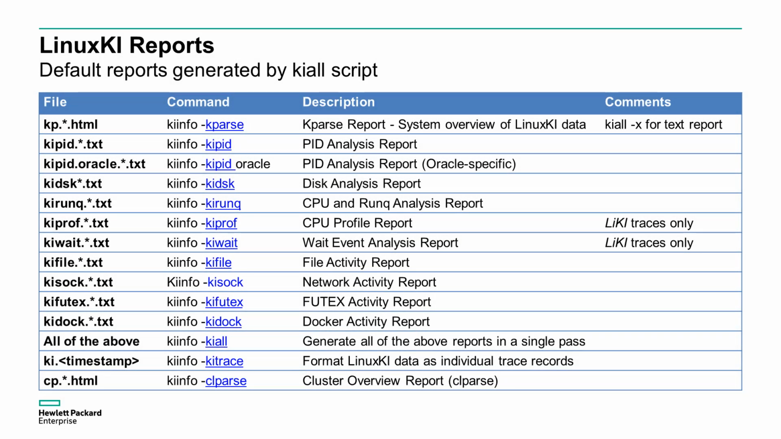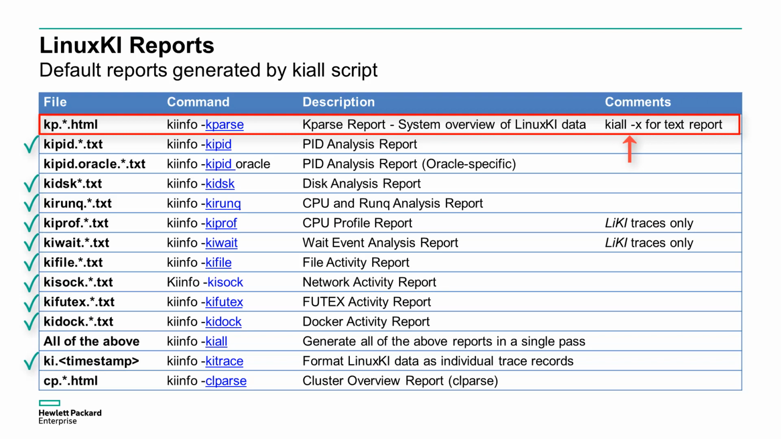Again, Part 4 covered the LinuxKI ASCII trace data, while parts 5 through 13 covered most of the text-based reports. The Kparse report can be found in the HTML file beginning with the letters KP. In order to view the Kparse report as an HTML file, you'll have to have HTML access to the directory where the data resides. Note that you can generate the Kparse report as a text-based file by executing the KI-all script with the -x option.